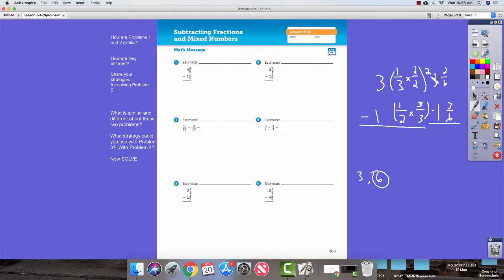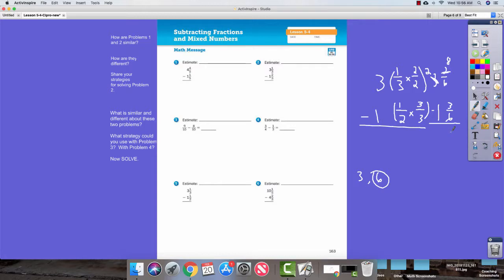So I'll have two wholes for 6/6, because in this case it takes 6/6 to get a whole. So I'm really just trading one whole for 6/6. So if I had 2/6 and I added 6/6 onto those 2/6, then I will have 8/6. So now I can subtract.